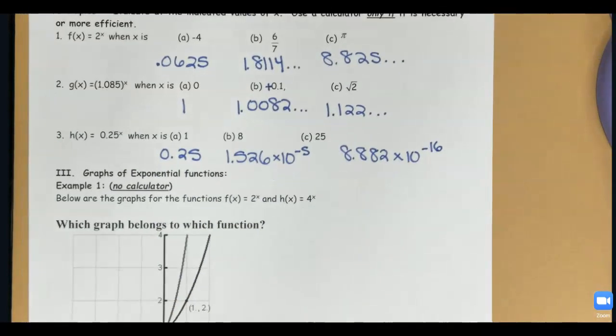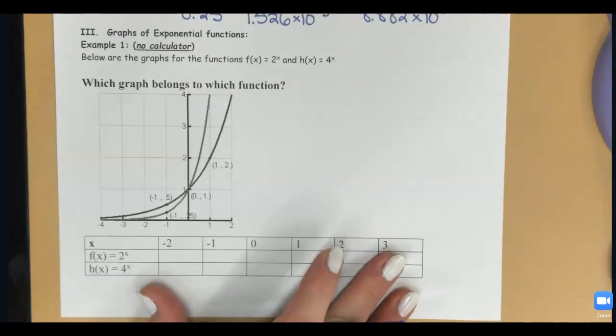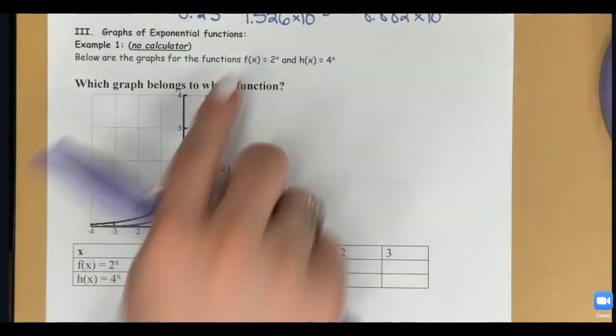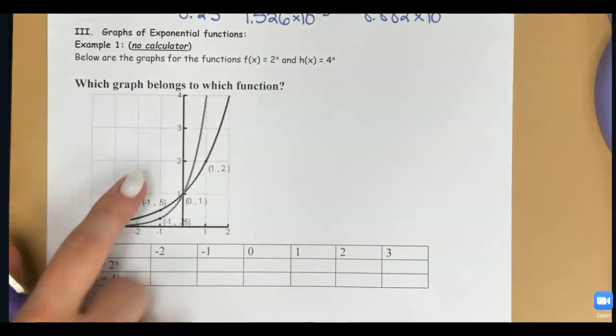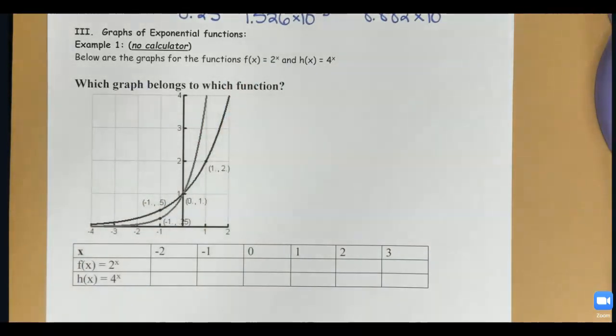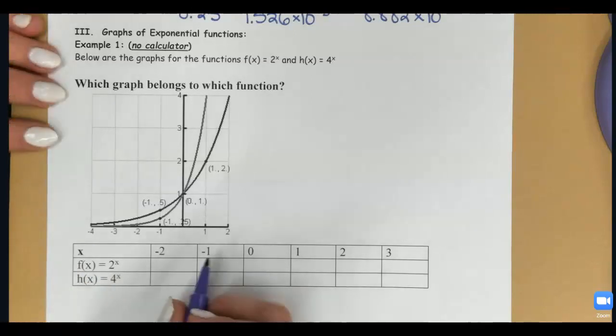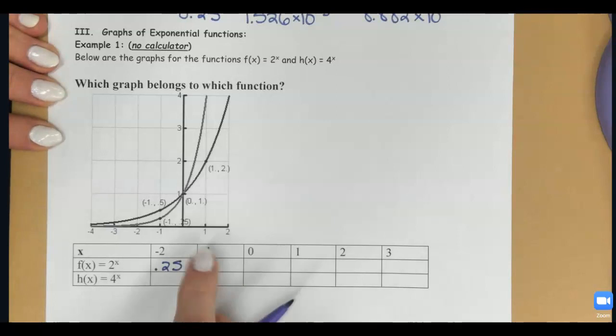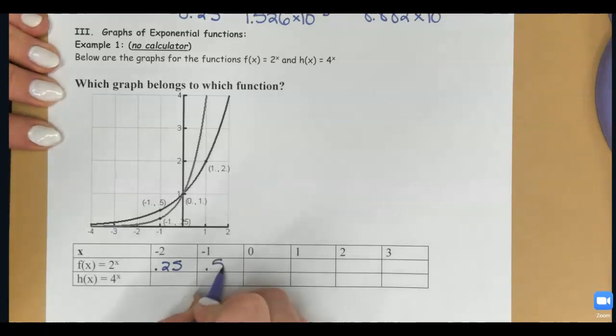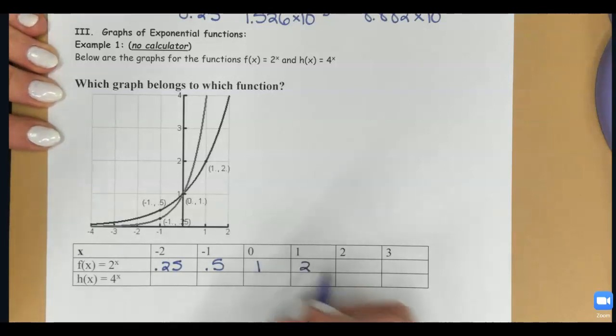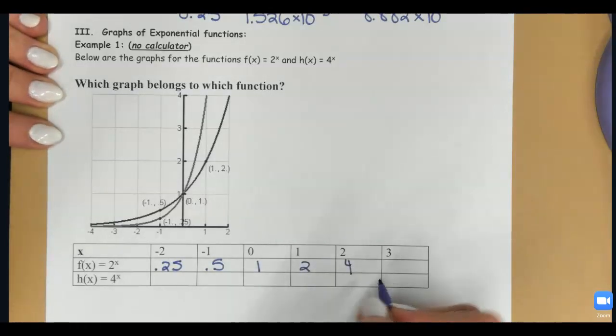So let's look at a couple examples of graphs. On part 3 right here, we have a graph that has these two functions, 2 to the x and 4 to the x. We are going to match both and take a look at what the features of each of these graphs is. So let's fill in the table. For 2 to the x, if x is negative 2, my output is going to be 0.25. If x is negative 1, my output is 0.5. If x is 0, I have 1. If x is 1, I get 2. If x is 2, I get 4. And if x is 3, I get 8.